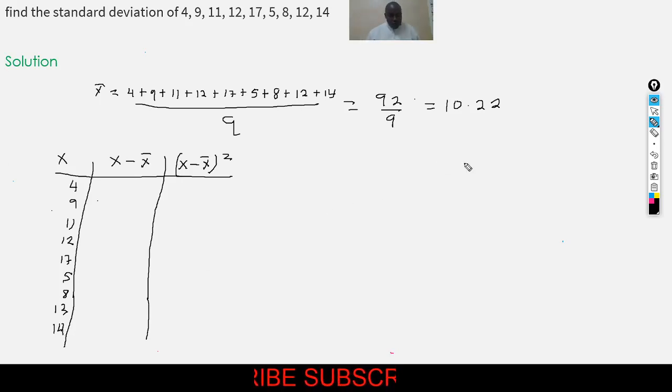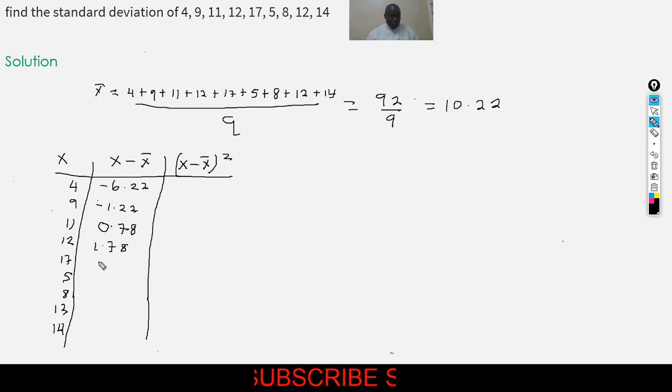Now, after having all these numbers, we subtract the mean from the x. That is 4 minus 10.22 will give you negative 6.22. 9 minus 10.22 gives you negative 1.22. Then 11 minus 10.22 gives you 0.78. 12 minus 10.22 gives you 1.78.